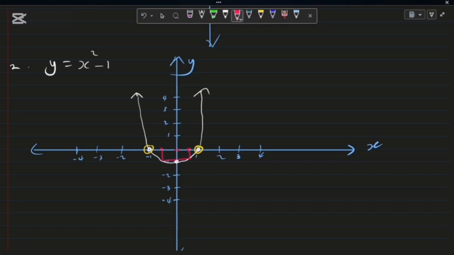Now the question becomes, is this graph a function or not? Remember, our definition for a function states that a function is any relationship whereby there is no sharing of x values. If there's no sharing of x values, then that relationship is a function. Let's check for that and see whether it's the case or not.